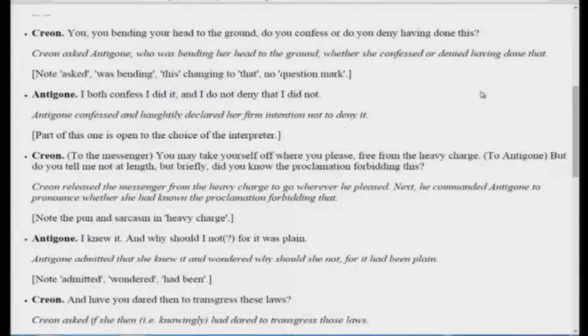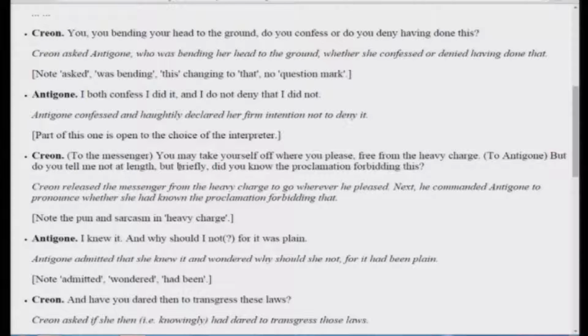I both confess I did it, and I do not deny that I did not. Okay. So, you can transform it in various ways into indirect narration. One straightforward and economic way will be: Antigone confessed and declared, you can say haughtily declared, this is my interpretation, her firm intention not to deny it, that of course I did it, that is the spirit. Okay?